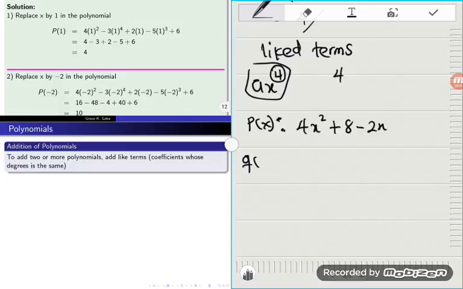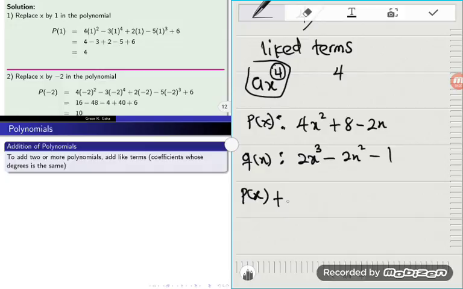and another polynomial q of x giving us 2x to the power 3 minus 2x squared plus 1, and I want to find p of x plus q of x. Since addition or subtraction deals with just like terms, it means that if I pick the first term in the first polynomial, I can only add it to the term that has the same degree as the term of the first polynomial.